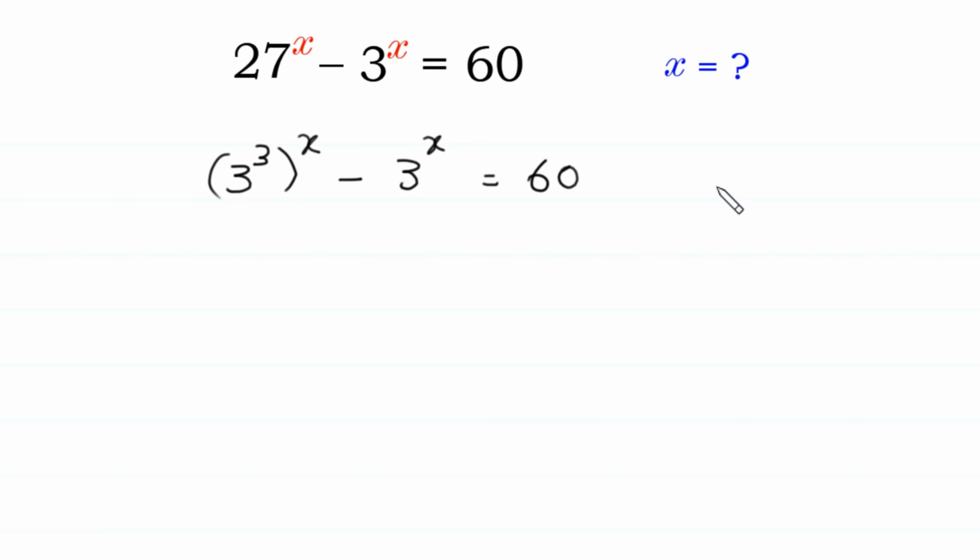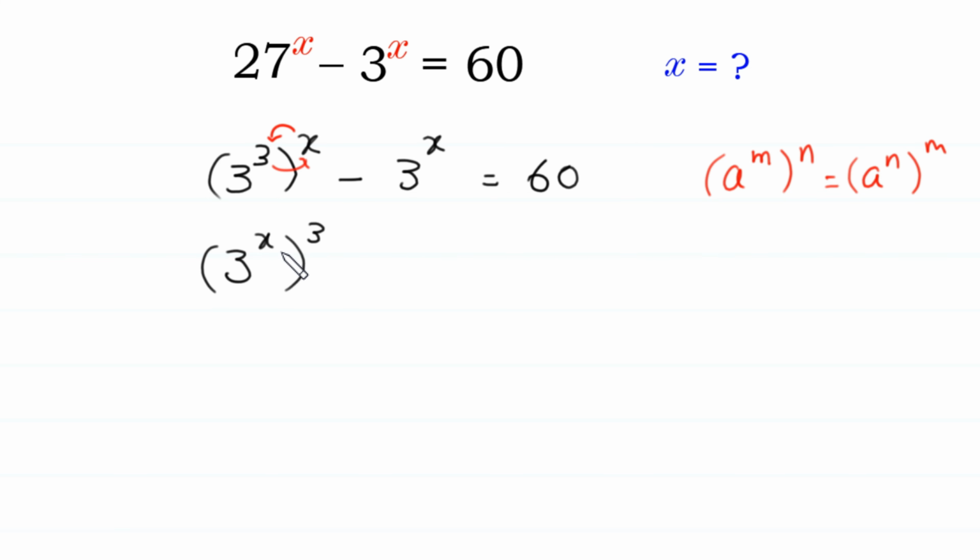Now, according to the property of exponents, (a to the power m) whole to the power n is equal to (a to the power n) whole to the power m. We can write this power x inside the brackets and this power 3 outside the brackets: (3 to the power x) whole to the power 3 minus 3 to the power x is equal to 60.